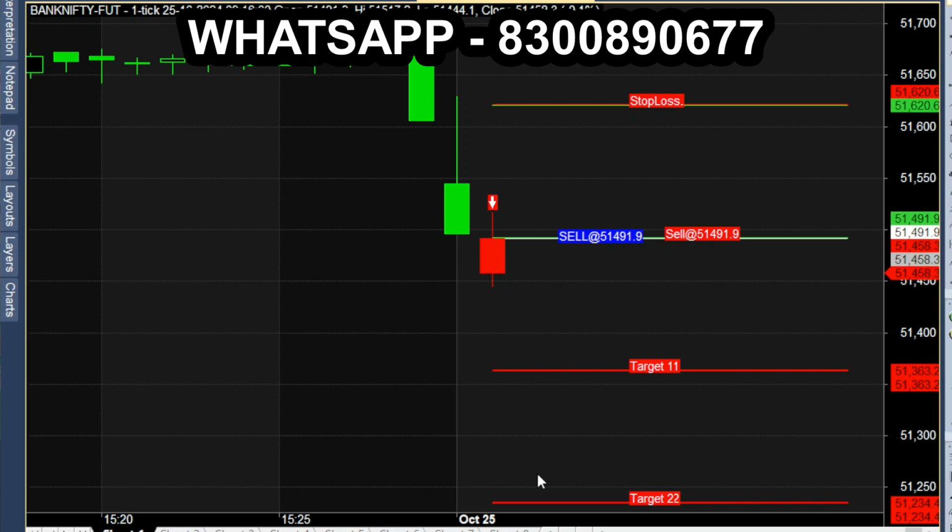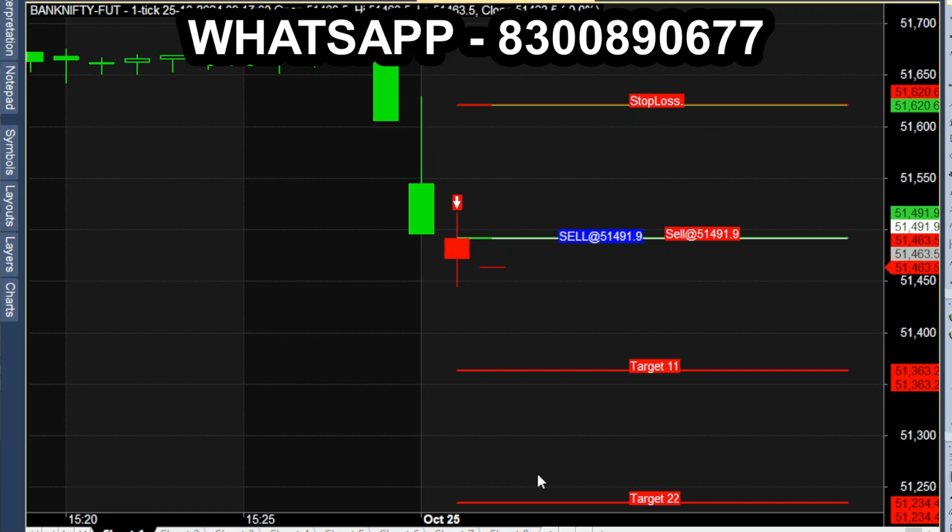And here 9:16 a.m. sell call, red color candle. So can you see that straight white line from red candle? That is our entry line. Below line are target line. Above line is the stop loss line. So the entry point is sell at 51,491.